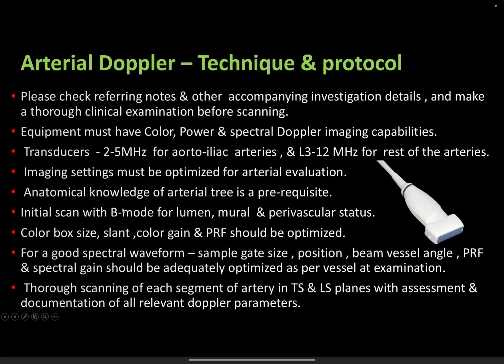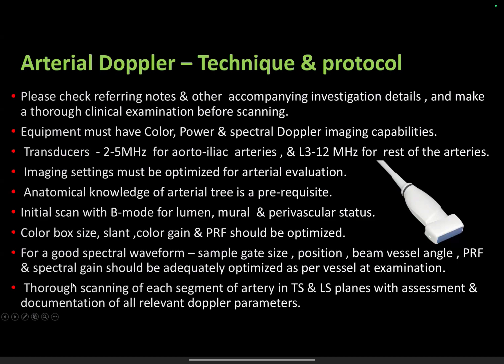We first make initial scanning with B mode for the lumen, for the wall, for the perivascular status. We must optimize the color box size, slanting accordingly. We must optimize gain and PRF for taking a very good color and spectral Doppler spectrum. For a good spectral waveform, again, sample size, position, beam vessel angle, PRF, and spectral gain are all important criteria.